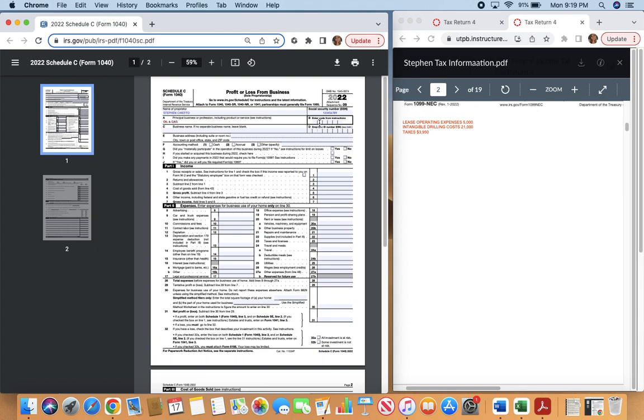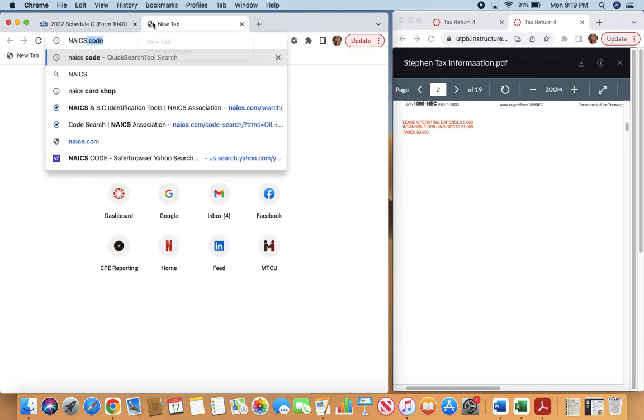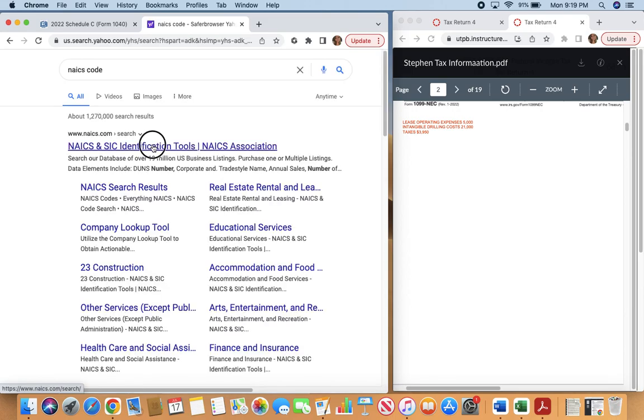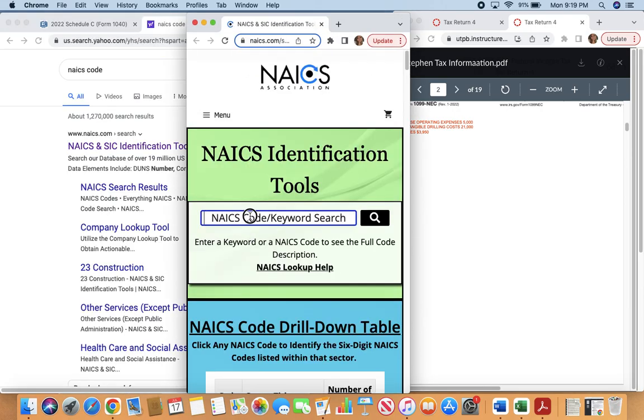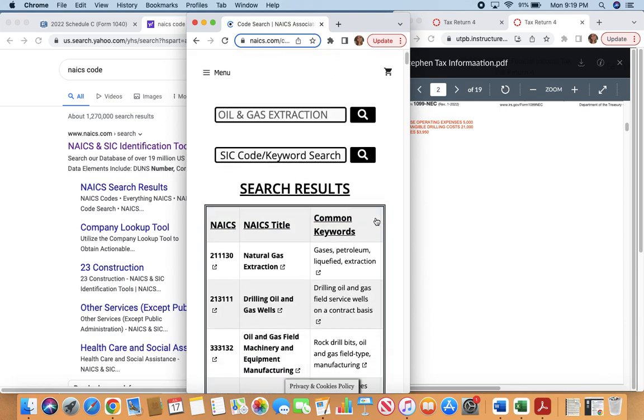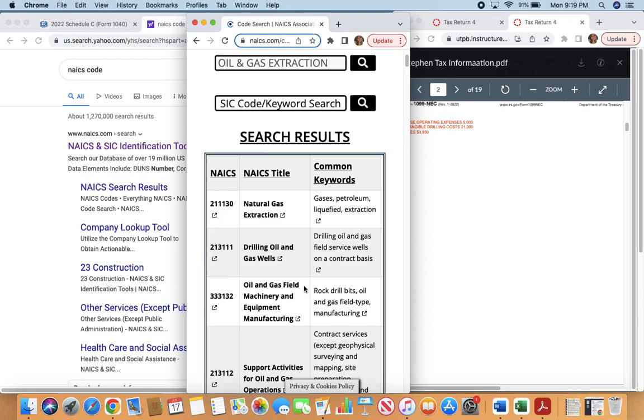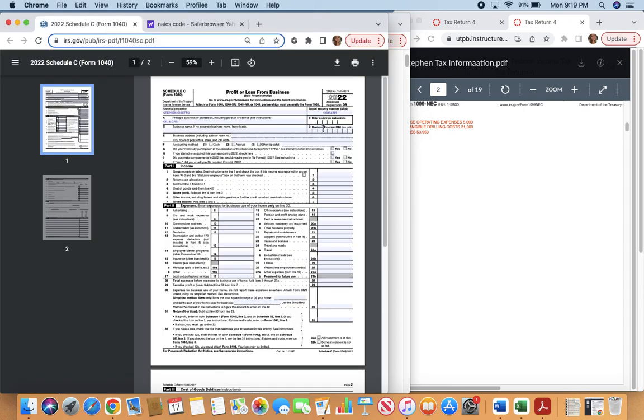Oil and gas. The NAICS code is oil and gas extraction. Drilling oil and gas wells, 213111. There is no business name given. There is no employer identification number given.